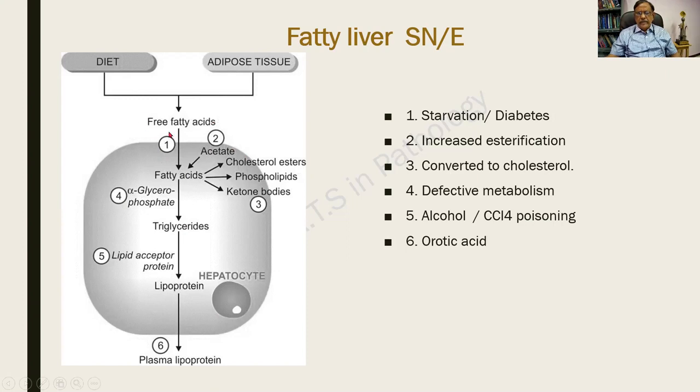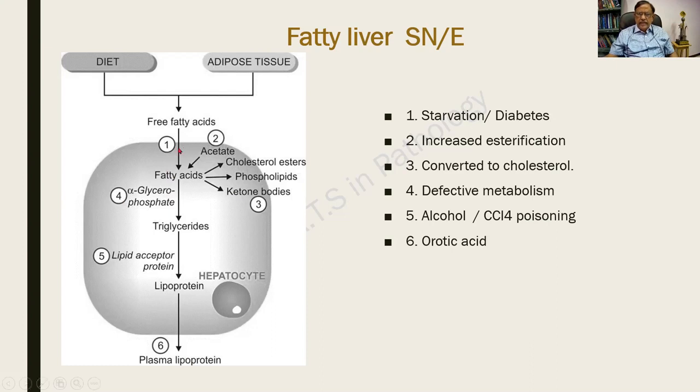The free fatty acids can be mobilized either from the adipose tissue or from the diet. From the adipose tissue in the case of starvation. And when it enters the liver, it is converted into fatty acids, then to triglycerides, lipoproteins, and finally plasma lipoprotein. There are a number of these stages which are given the digits 1 to 6.